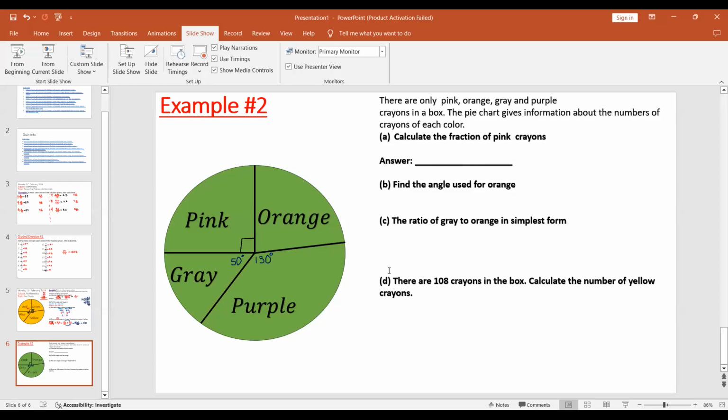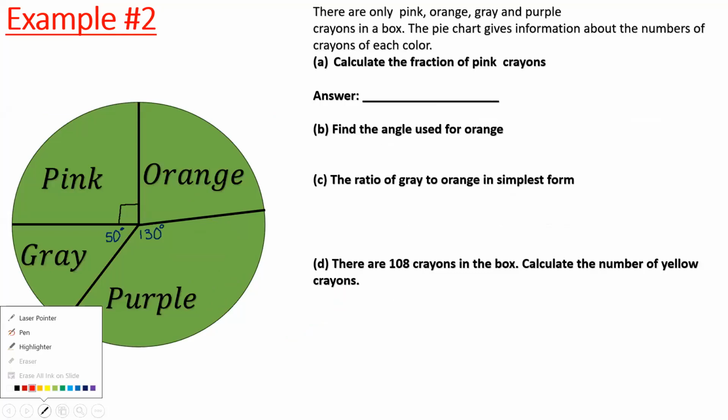All right, so good. That's it. Do I have any volunteers for the first question? Calculate the fraction of pink crayons in the box. How are we going to get that? The box inside where it says pink, it would automatically be 90 degrees. You put 90 over 360.